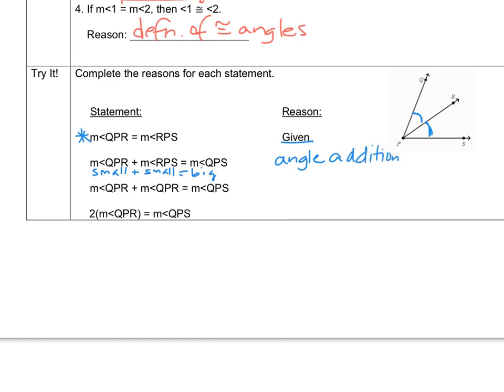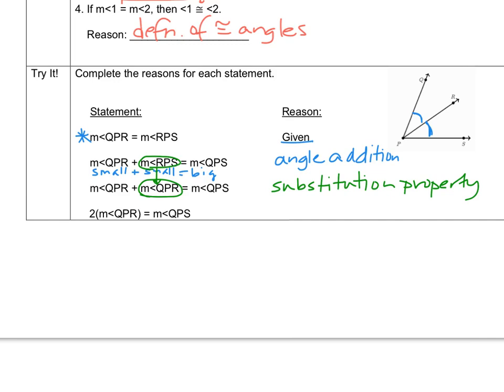But then check out what happens in the next row. It looks very similar, but instead of the measure of angle RPS, they plugged in QPR in its place. So in statement 1, it said QPR was equal to RPS, so how can we plug something in for something else? That's also one of our reasons. That was the substitution property. When you plug something in for something else because they're equal, that's called substitution. Like so.